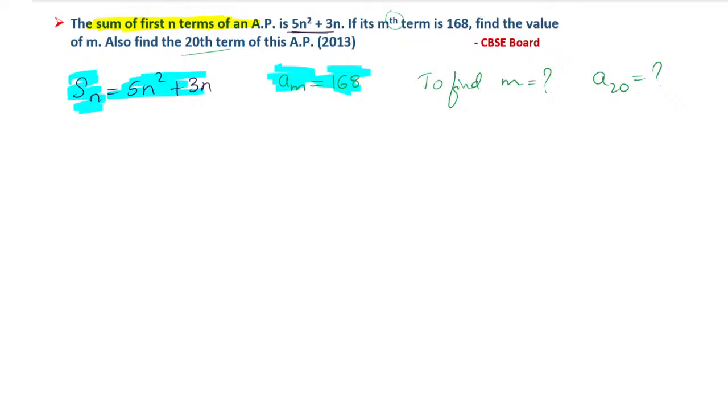Sir, am means an only. Yes, am means an only, but here the n and m values are not the same. N and m values are not the same. The n value may be 50 and the m value may be 38. Maybe, we don't know. The values are different, so we can't take that both are equal. Both are different. So how to solve this question?